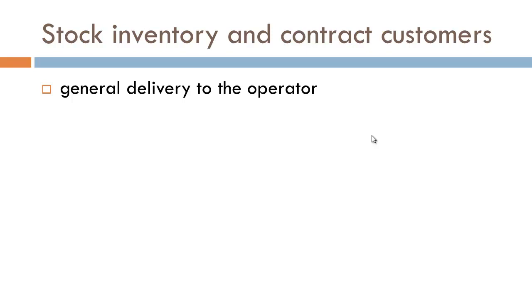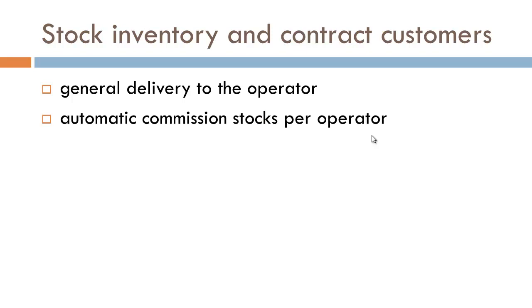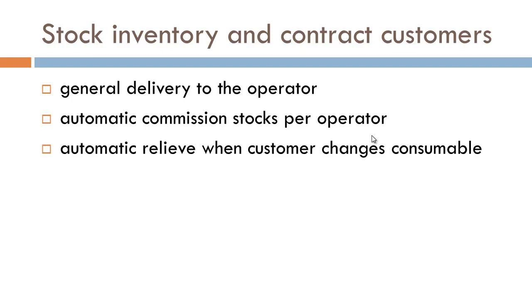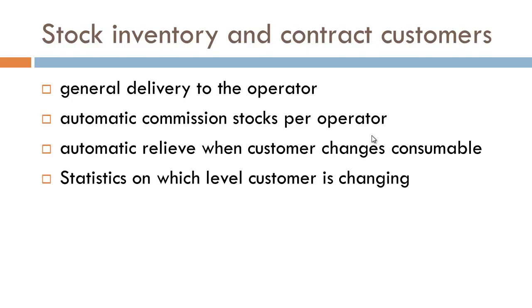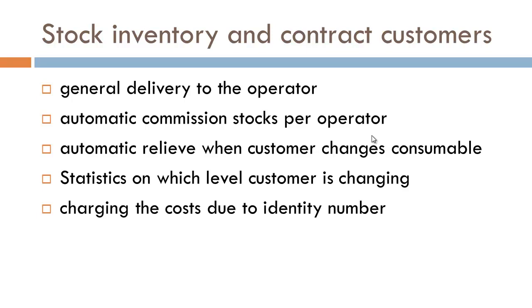So what we're doing is we put it first for the stock control on the stock of the operator. By this delivery process, we are creating the commission stocks, and we are relieving them when we find out that the consumable or the toner level jumps from a low value to a high value, and then we are recognizing that the customer has changed the consumable in this specific device. And with this, we are reducing the customer stock, and we are making the statistic on which level the customer is changing the consumable.